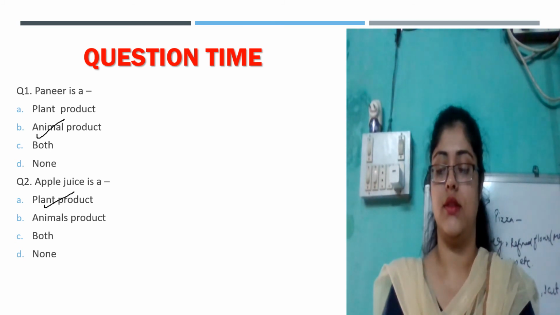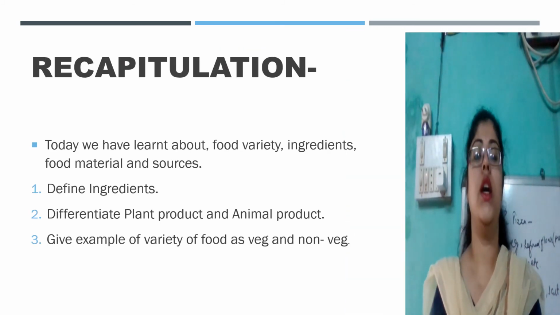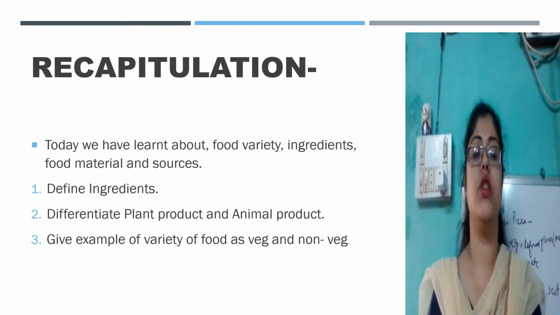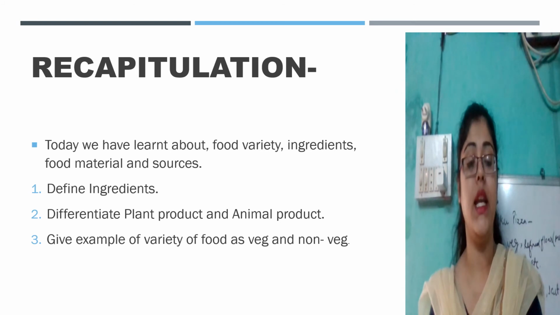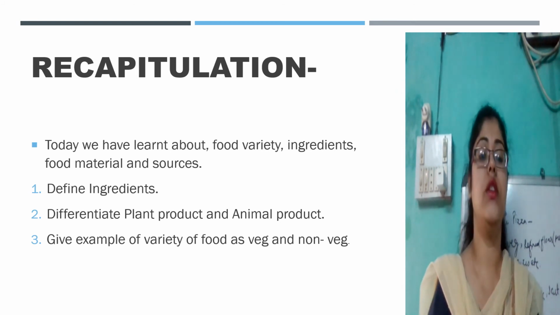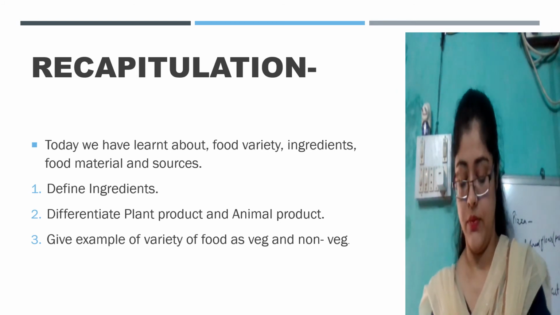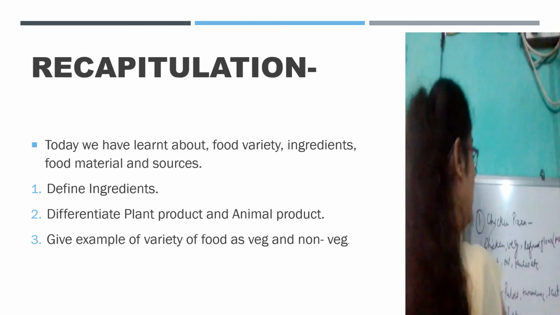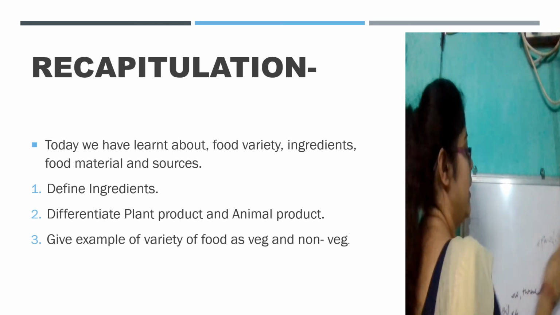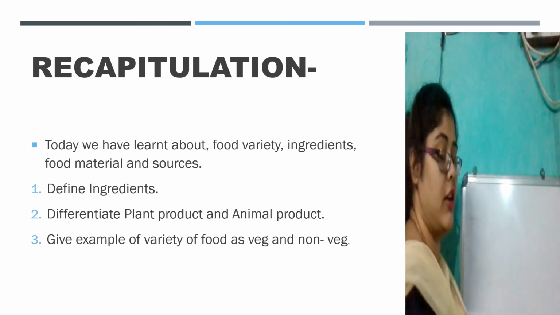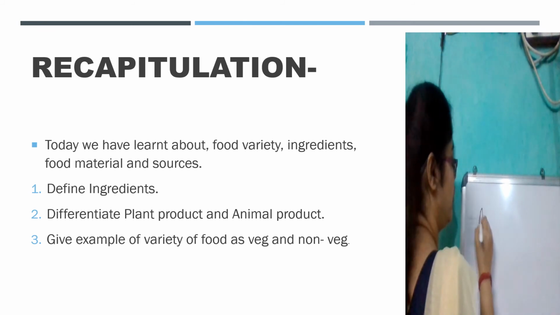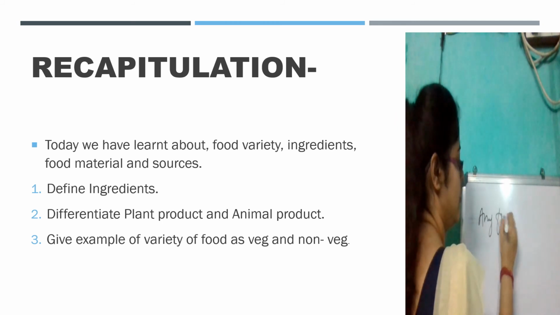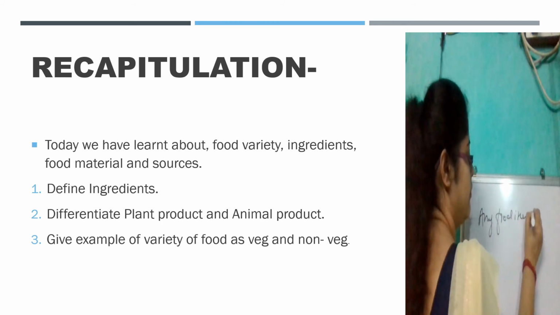Very good, class. So it's the recap time. Today we have learned about food variety, ingredients, food material and its sources. So define ingredient, kids. Very good. Any food material which is required to make a certain food item is called ingredient.